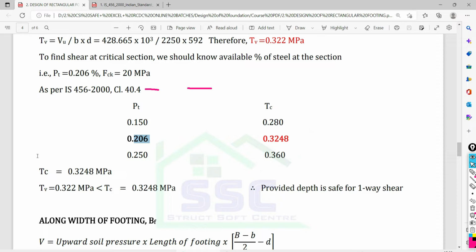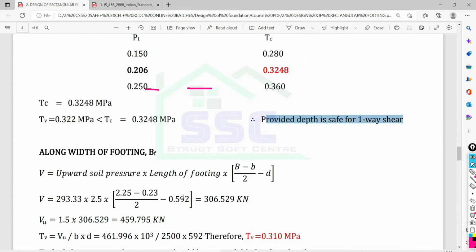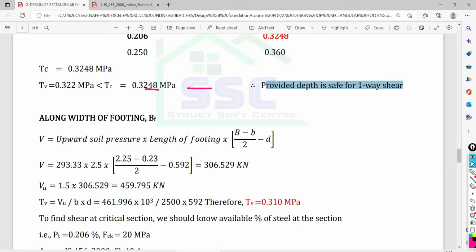So we are getting that your nominal shear is less than your critical shear. Hence we conclude our provided depth is safe for the one-way shear along the length of the footing only. The same procedure you have to follow for making the calculation along the width of the footing.